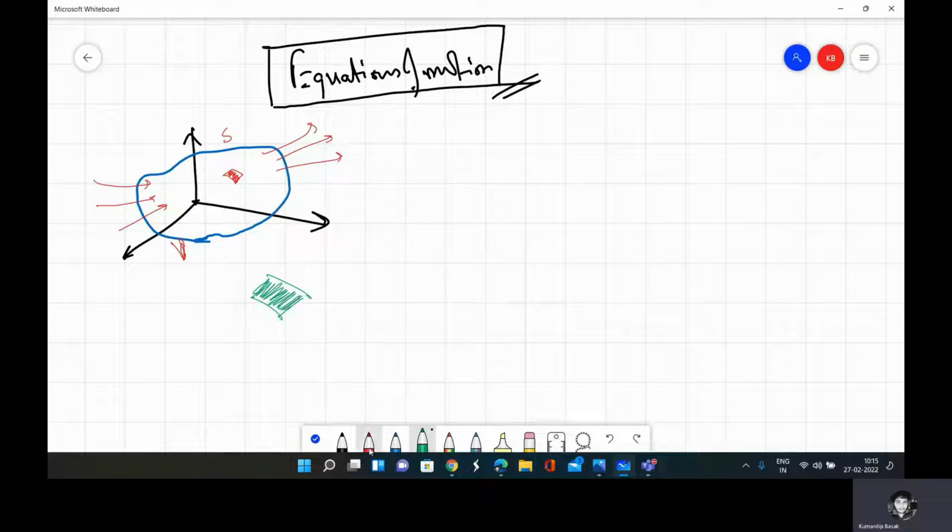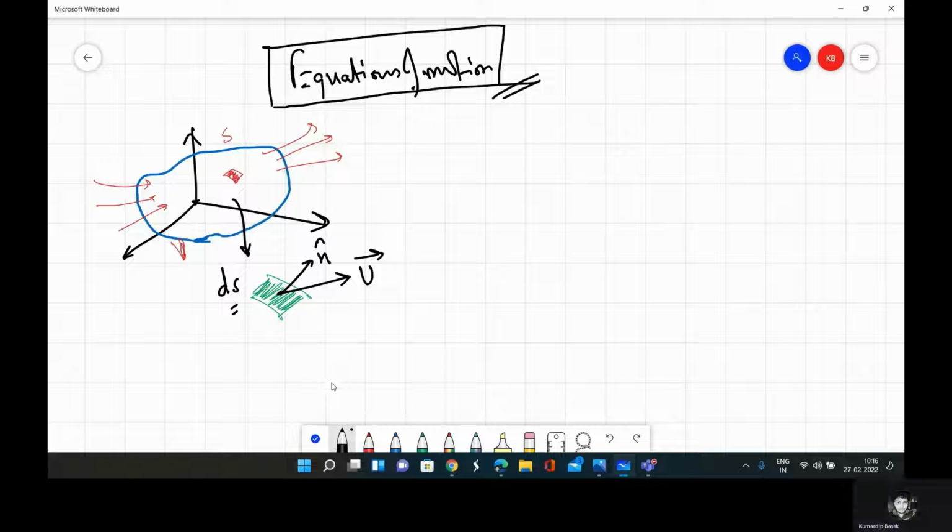This is my surface element, and this is the area normal for that surface element. I am zooming in right here. This is the area normal. Fluid is getting out from this surface element of the control volume with velocity u in this direction. And let's say the area of this is dS, the differential area.